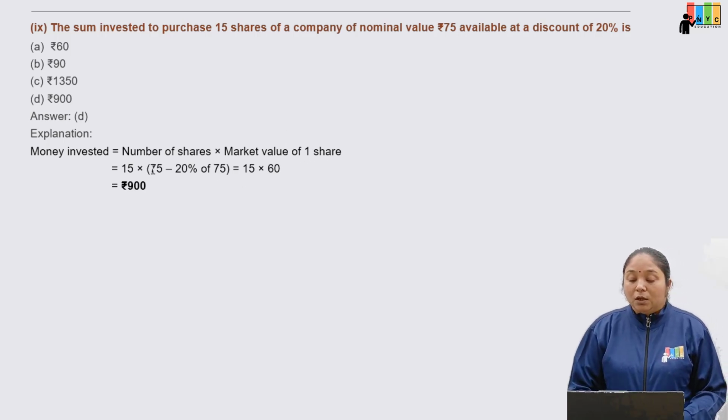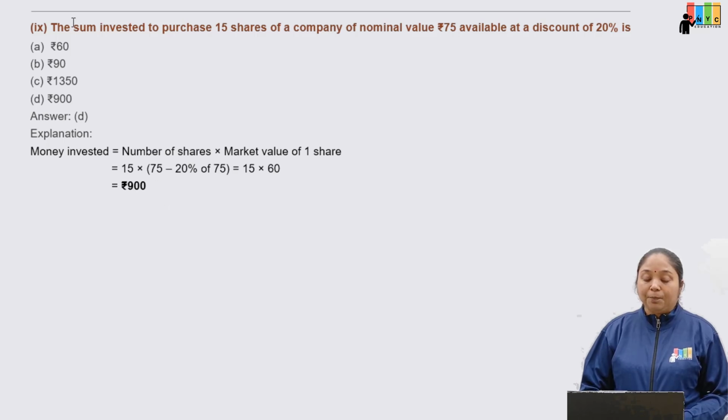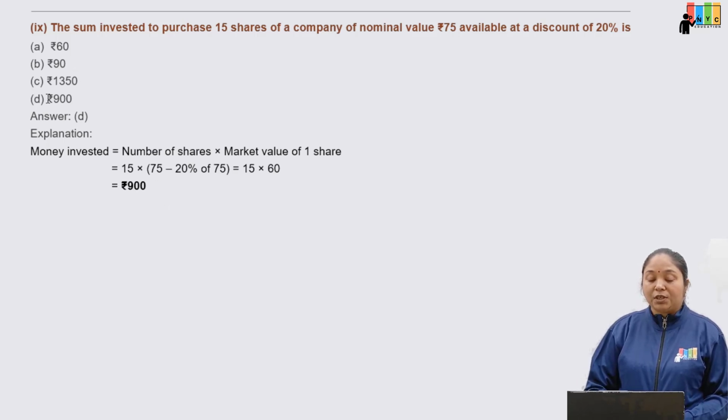So nominal value is rupees 75. So 75 minus discount, that is 20%. That means minus 20% of 75. That means 15 into 60, that is rupees 900. So money invested is rupees 900. So the correct option is option number D.